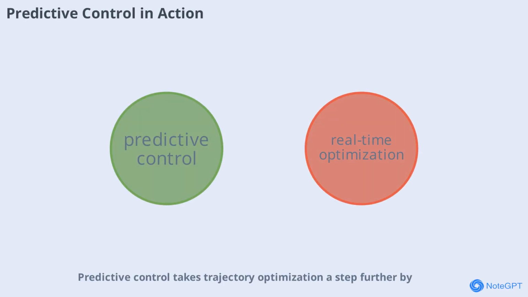Predictive control takes trajectory optimization a step further by applying it in real time as the system evolves. The planner continuously measures the current state, optimizes the objective, and updates the plan. This approach is robust and adaptable, making it ideal for dynamic environments where conditions can change rapidly.